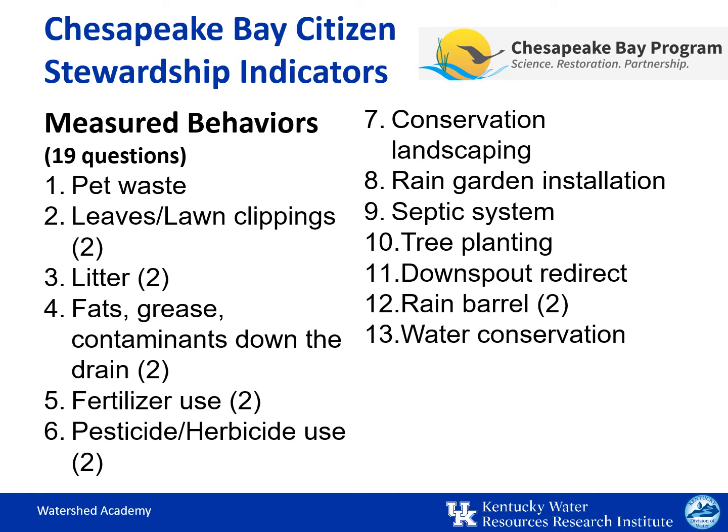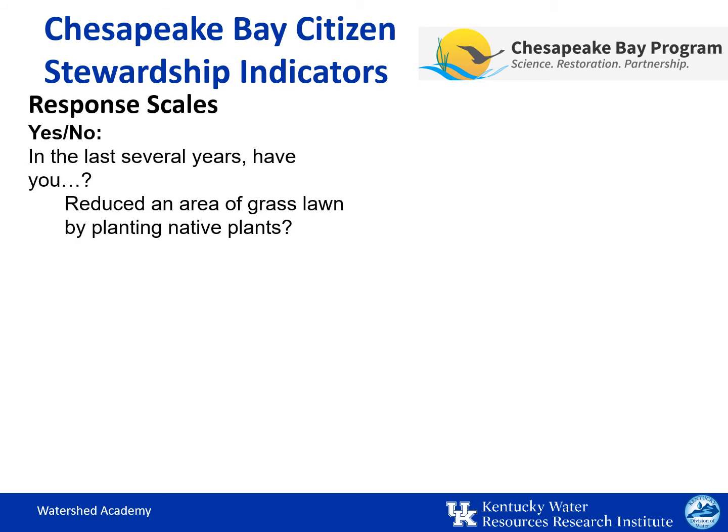The study looked at 13 different stewardship indicators, asking 19 different questions. This slide looks at the types of different behaviors that they measured with their questions. So you get an idea of the types of questions that were asked, as well as the scales that were used. We want to show some representative questions. The first type of question is a response scale, in which the answer was a simple yes or no. For instance, in the last several years, have you done this? For instance, reduced an area of grassland by planting native plants.